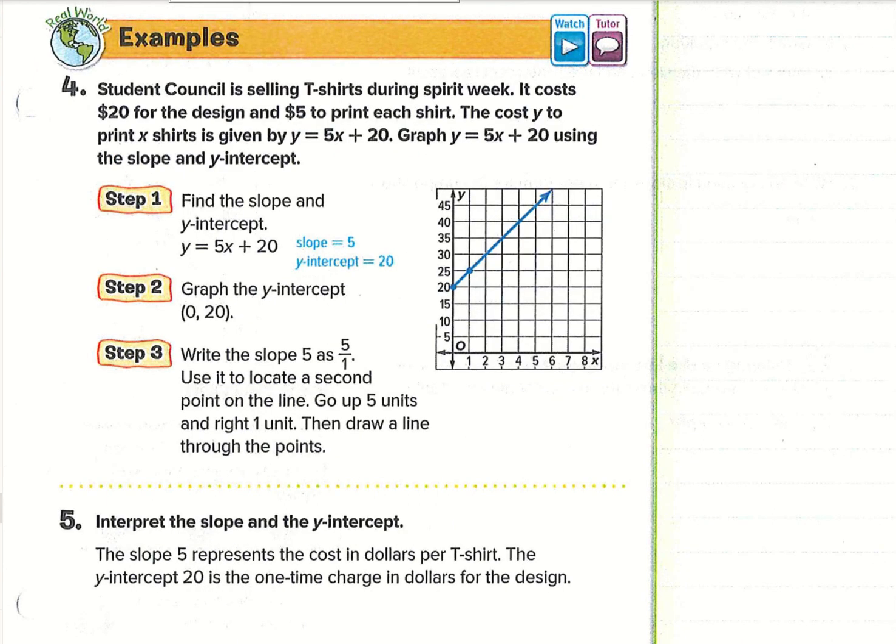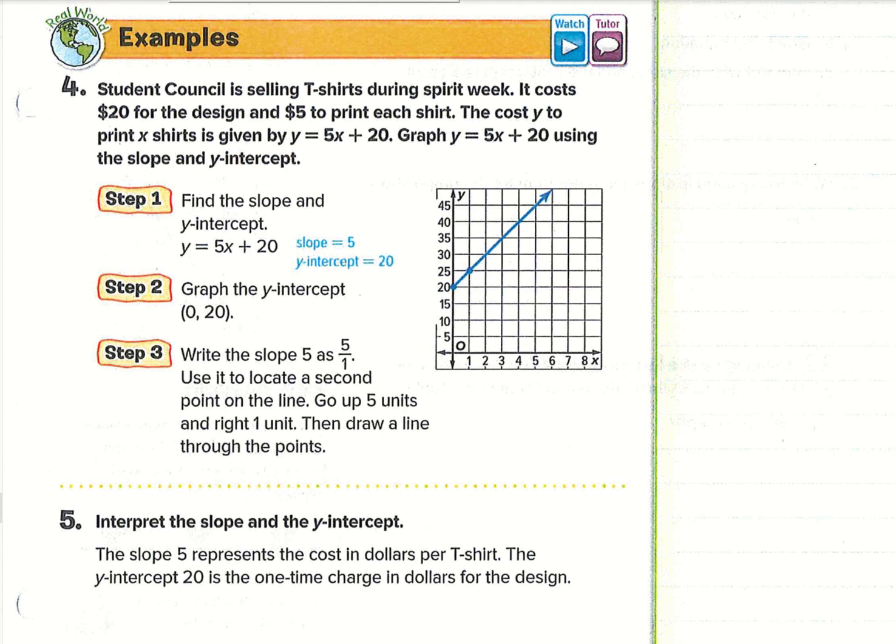Okay, so moving on, just below that, we're going to look at example 4. It is a word problem, just like what we just saw up above. Student council is selling t-shirts during Spirit Week. It costs $20 for the design and $5 to print each shirt. The cost y to print x shirts is given by y equals 5x plus 20. Graph y equals 5x plus 20 using the slope and y-intercept.